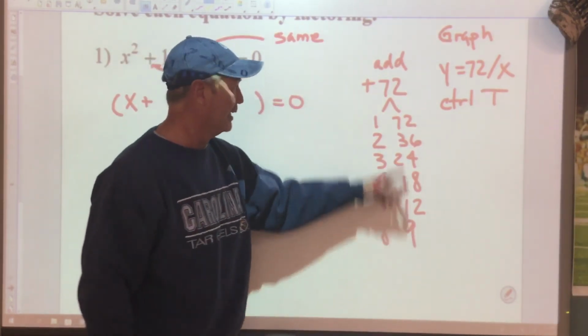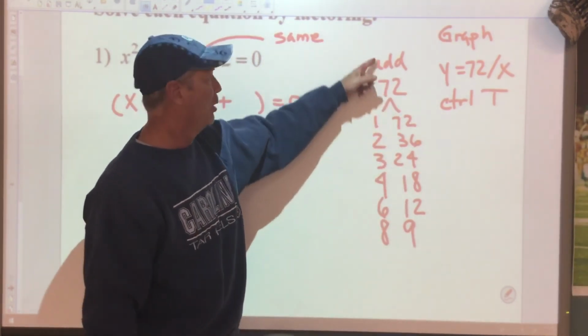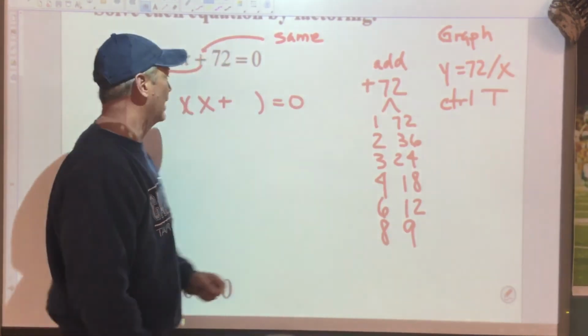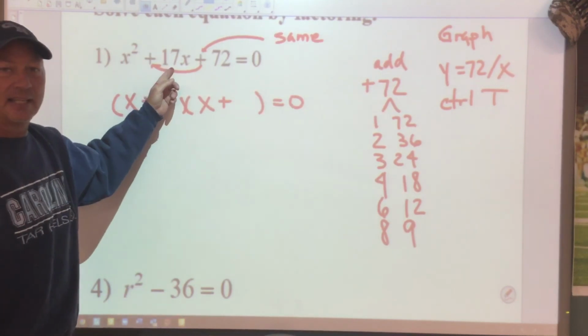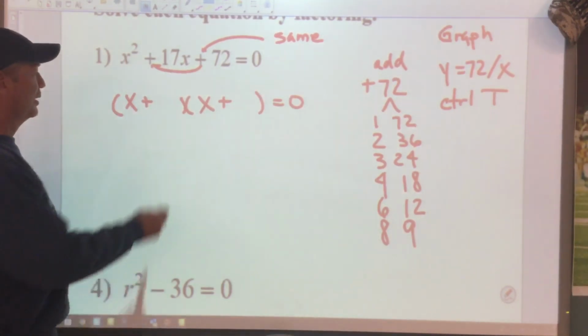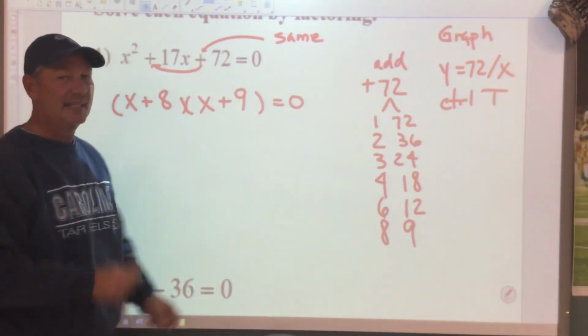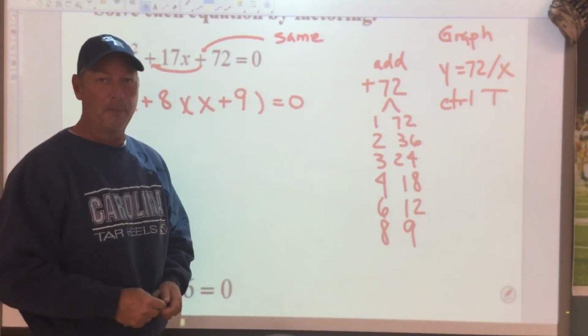8 times 9 is 72. But when you add them, what is 8 plus 9? 8 plus 9 is 17. Those are the numbers you would want. We're going to put an 8 here. We're going to put a 9 here. It does not matter where you put them, remember?